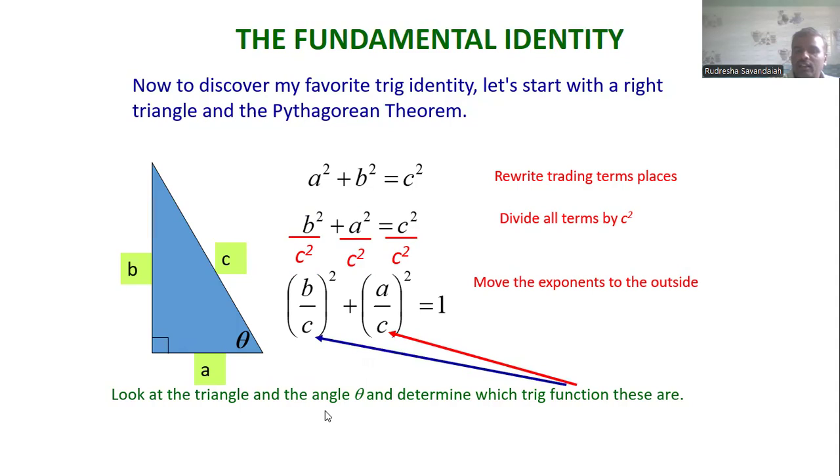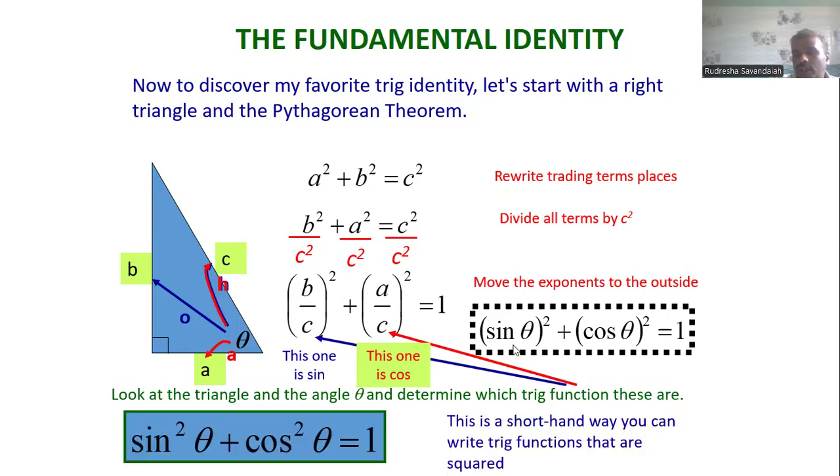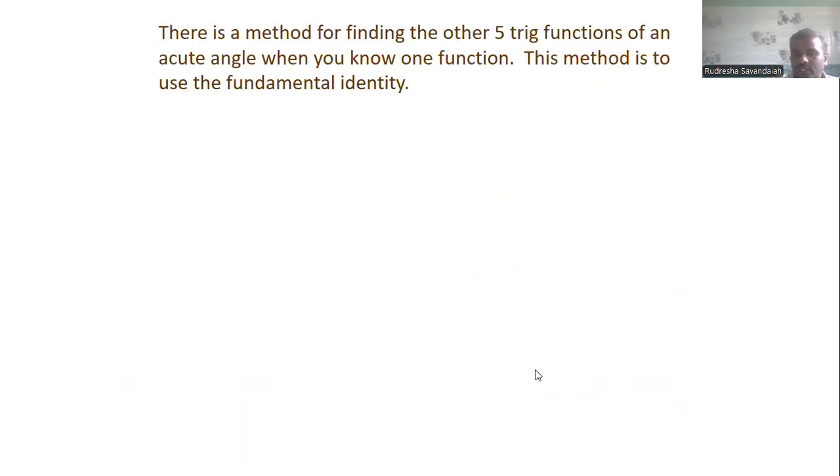Look at the triangle and the angle theta, and determine which trig functions these are. See, B over C is sine theta and A over C is cos theta. This one is sine, this one is cos. Sine square theta plus cos square theta equals 1. That is the final formula: sine square theta plus cos square theta equals 1.